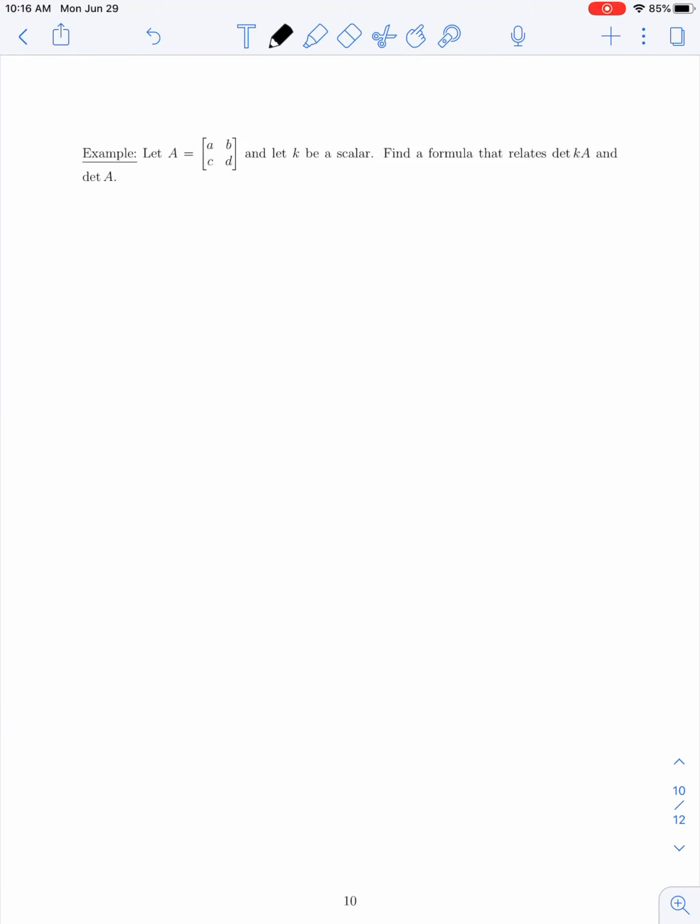So now let's look at another example where we'll multiply a matrix and see how the determinant is affected. Here A is the 2x2 matrix [a, b; c, d], and k is a scalar. So we want to find a formula that relates the determinant of k times our matrix to the determinant of the matrix itself. So here, the determinant of the given matrix A is, again, ad minus bc.